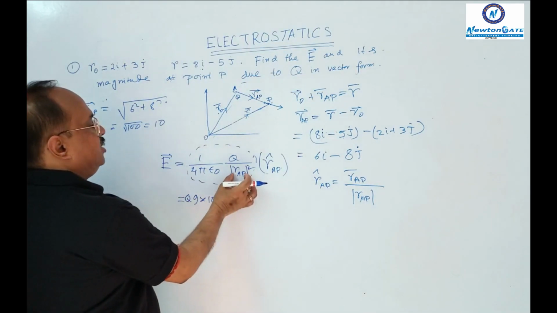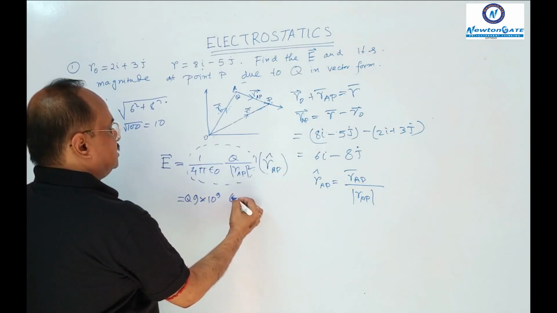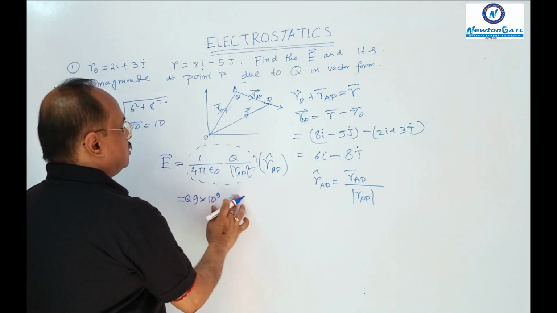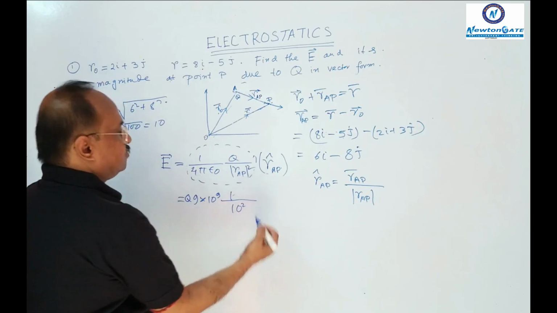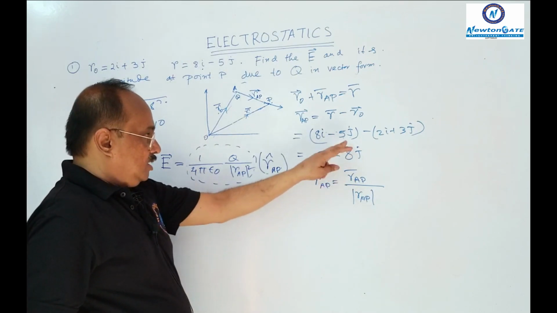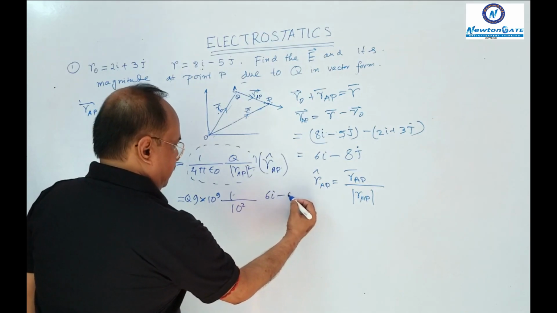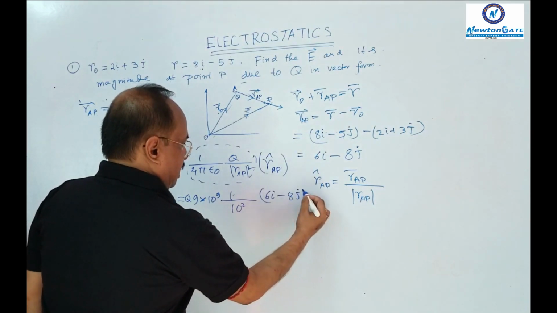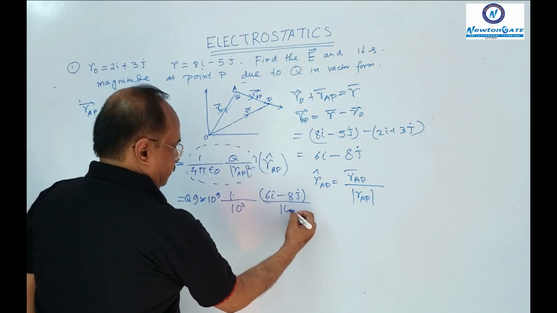And our AP magnitude is already found, that is 10 square. That means let us keep it as 1 divided by 10 square. And you know that the vector RAP is equal to 6i minus 8j, and the magnitude of it is equal to 10.